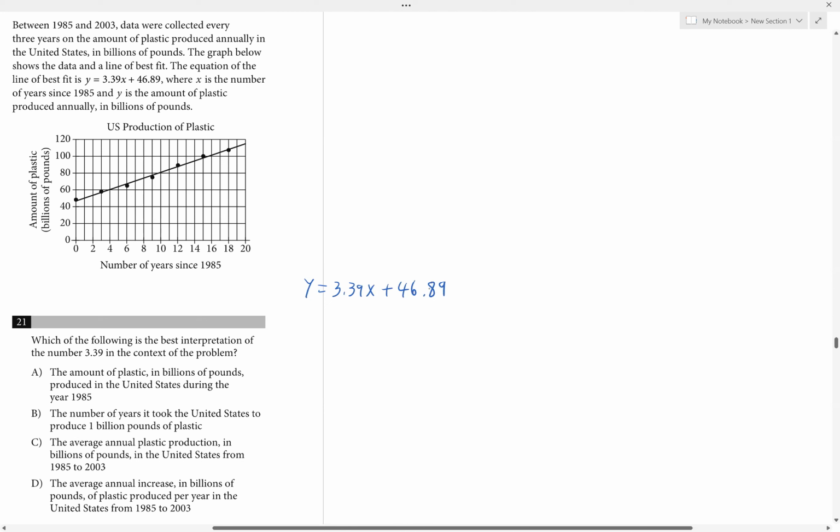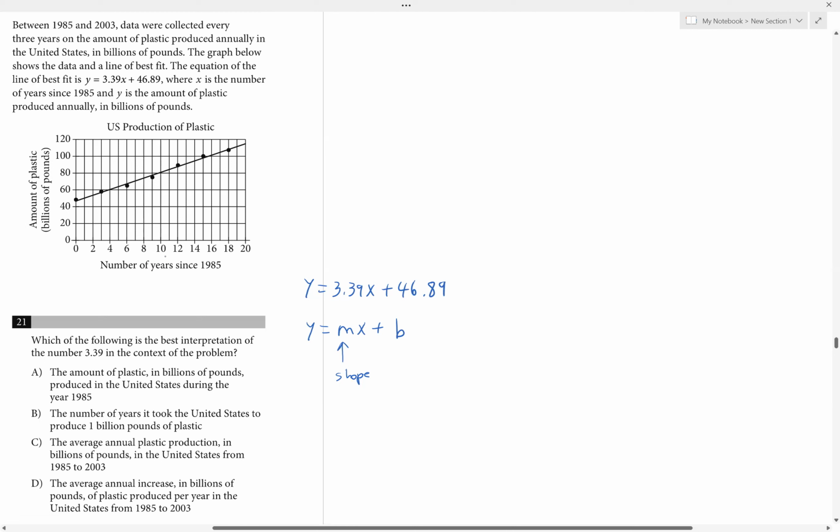Okay, so this is a linear model, and we relate this to a linear equation, y equals mx plus b. We see that the 3.39 is the number in front of x, so that's actually the slope of the line. And in a linear modeling question, the slope is always the rate of change. So in this case, it tells us as x increases by 1, how much does the y value change?